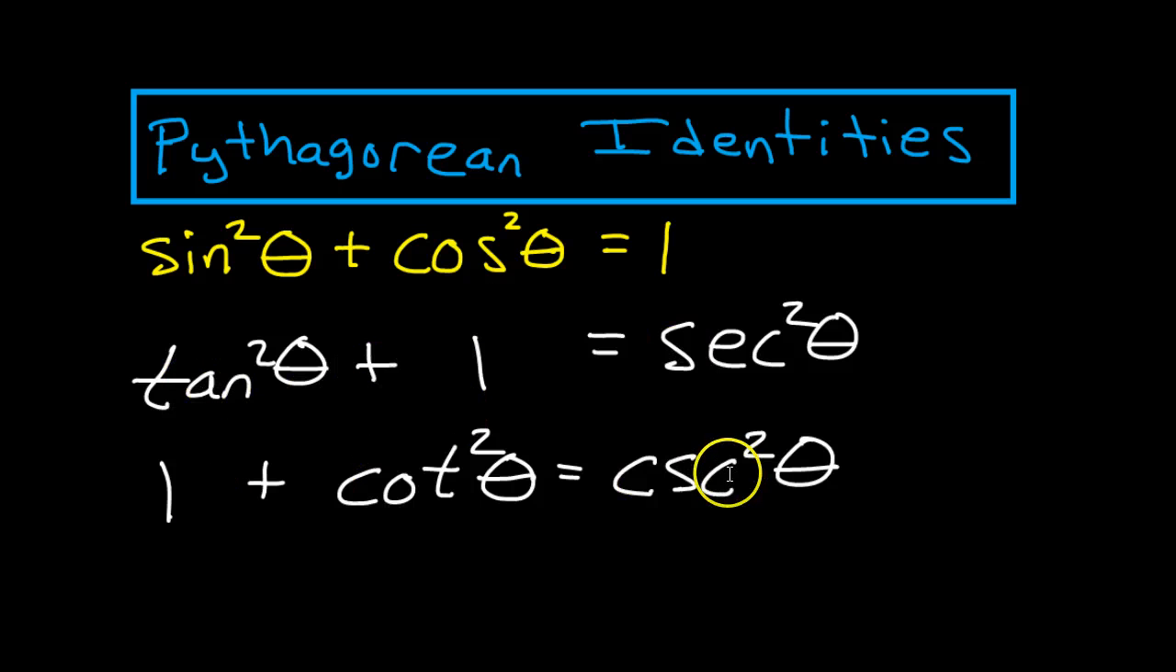Now the other two identities shown here in white, the middle one you could get by dividing everything by cosine squared theta. You know, because sine over cosine is tangent, cosine over cosine would be 1, and 1 over cosine is secant. So you don't really have to memorize this one if you understand that you can get it from the yellow one. Same thing with this one. If you divided everything by sine squared theta, that would give you the third one, because sine over sine is 1, cosine over sine is cotangent, and 1 over sine is cosecant. So definitely memorize the first one.